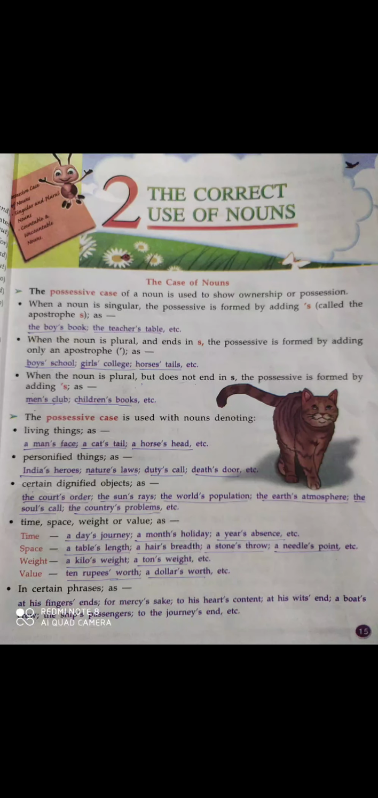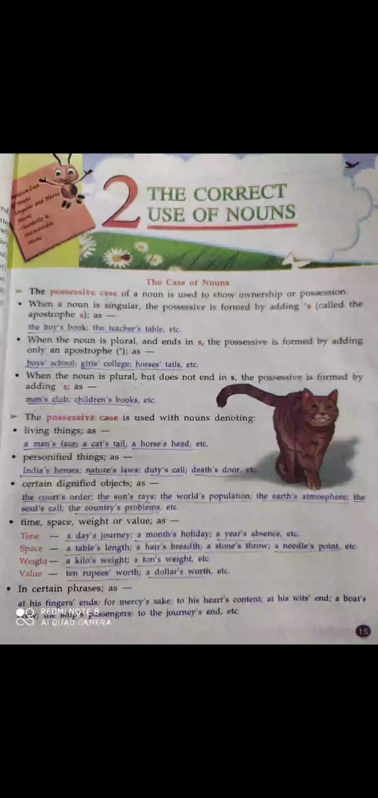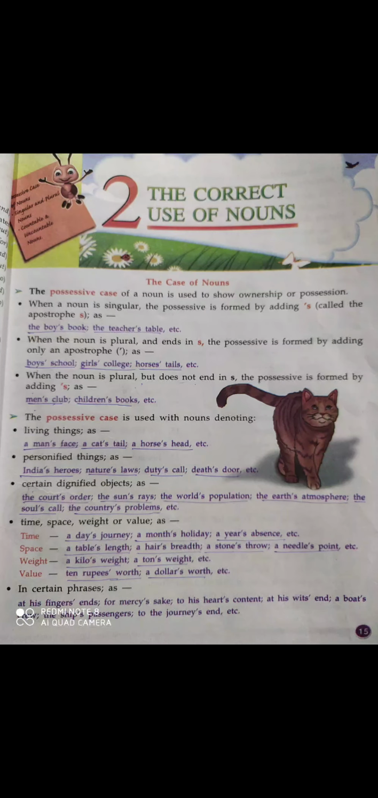Now certain dignified objects also. The possessive case or apostrophe s is used with some dignified objects like court, sun, world, earth. With these types of words also the possessive case is used. For example, the court's order, the sun's ray, the world's population, the earth's atmosphere, the soul's call, the country's problem. So these are the dignified objects, and with them also the possessive case or apostrophe s is used.